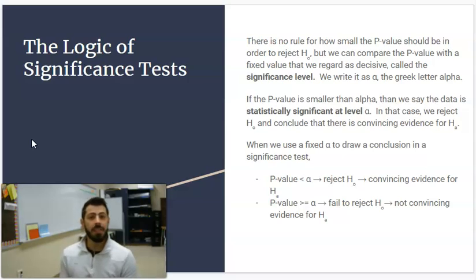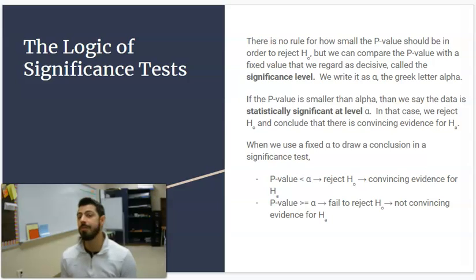If that's the case, then we can reject the null hypothesis and conclude that there is convincing evidence for the alternative. Otherwise, if we get a value that is not statistically significant, then we fail to reject the null hypothesis, and we conclude there is not enough evidence to show the alternative hypothesis is true. So in general, if the p-value is less than alpha, then you reject the null hypothesis. If the p-value is greater than or equal to alpha, then you fail to reject the null hypothesis.